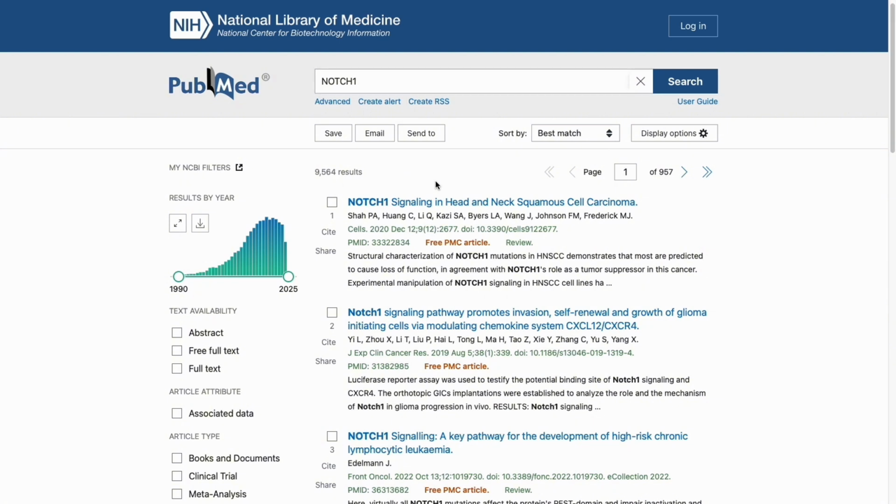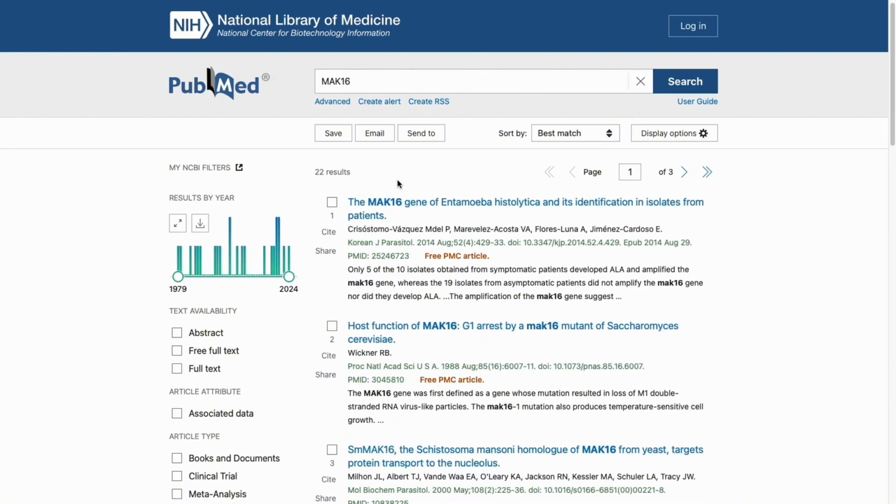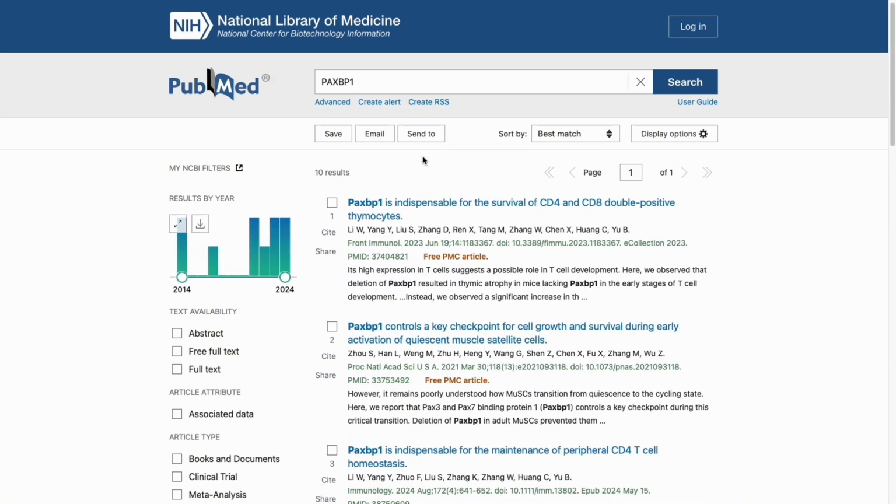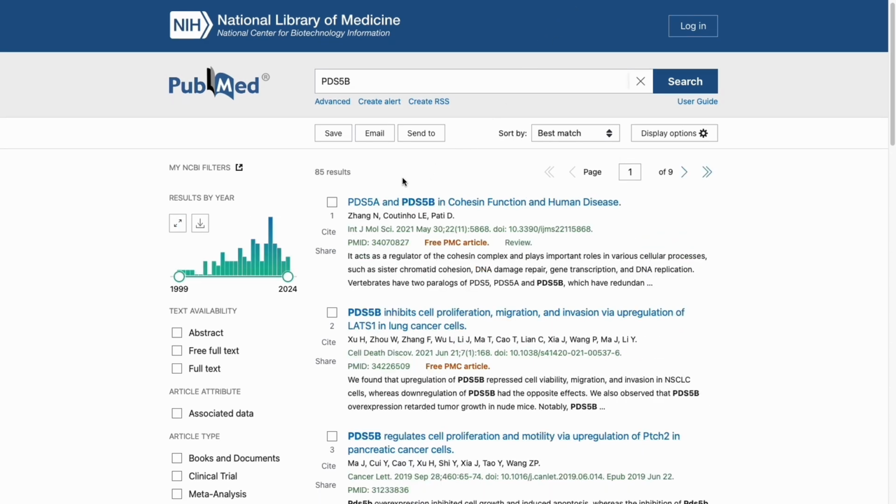On the other hand, in our keratinocyte cell line study, if we're not already familiar with MAX16, PAXBP1, or PDS5B, the 22 results, 10 results, and 85 results for these genes may not provide enough information to help us understand why the gene's expression may be altered or what effect the altered expression may have on the keratinocytes.